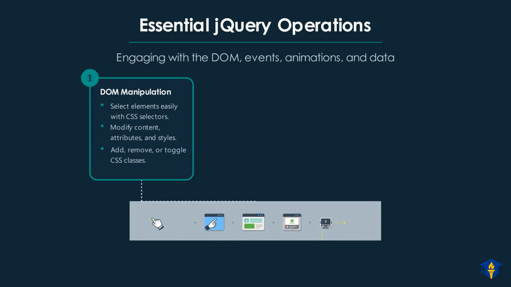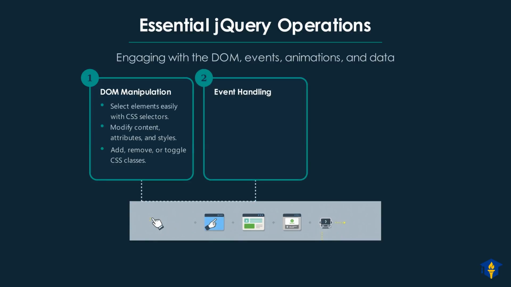jQuery allows you to select HTML elements with remarkable ease using familiar CSS selectors. You can quickly modify element content, attributes, and styles, enabling dynamic updates to your web page. It also simplifies adding, removing, or toggling CSS classes, which helps manage element styling dynamically.